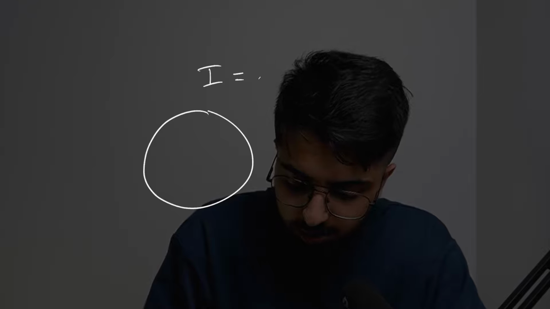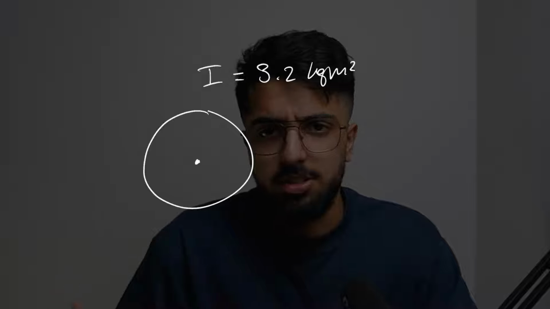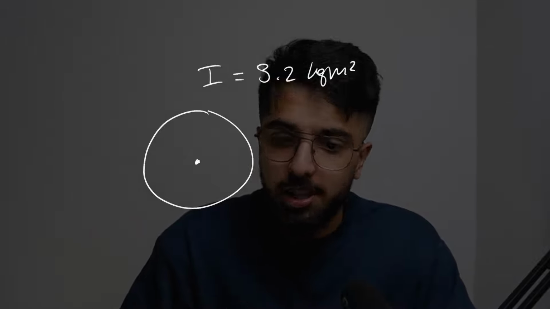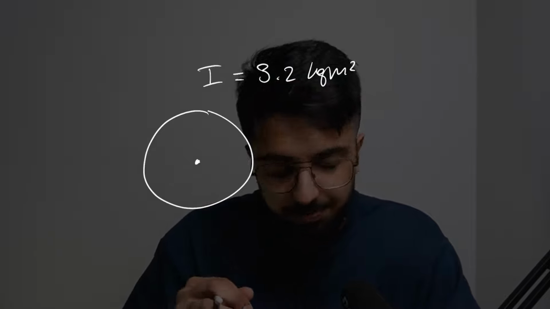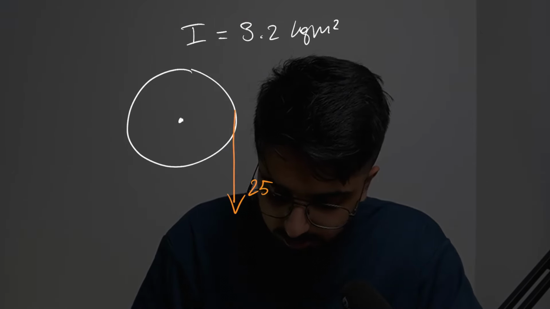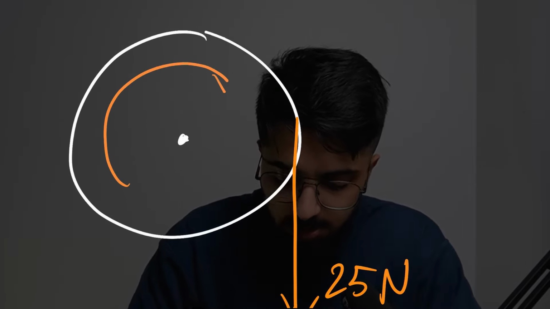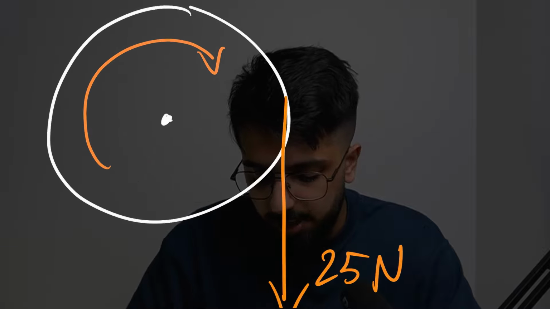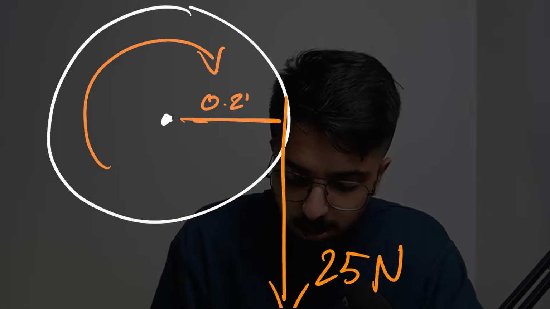So let's do a quick example question. Let's say I have a flywheel, and this flywheel is given a rotational inertia of 3.2 kg meters squared, right? So we don't particularly care if this is a hollow cylinder, a solid cylinder, whatever, we don't care. We are given its rotational inertia, and so we can apply the characteristics from there. And let's say we apply a 25 Newton force downwards, okay? And this force is going to cause the flywheel to rotate clockwise, right? Because we are applying a force at a distance from the pivot. And let's say this distance is 0.21 meters, okay?